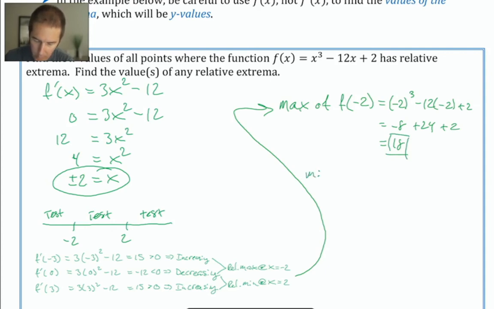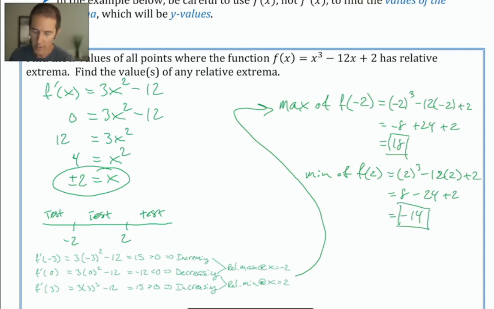And we have a minimum of f of +2, which is 2 to the third minus 12 times 2 plus 2, which is 8 minus 24, which is -16, plus 2, which is -14. So you have a relative max of 18 when x equals -2, and you have a relative minimum of -14 when x equals +2.